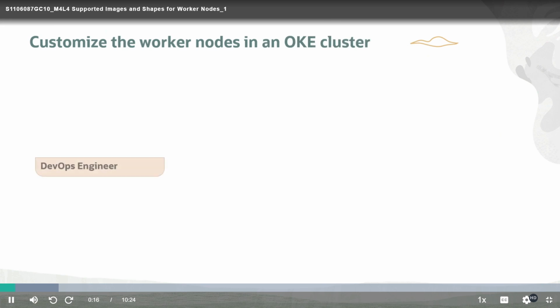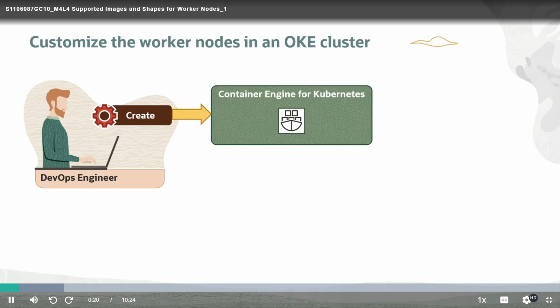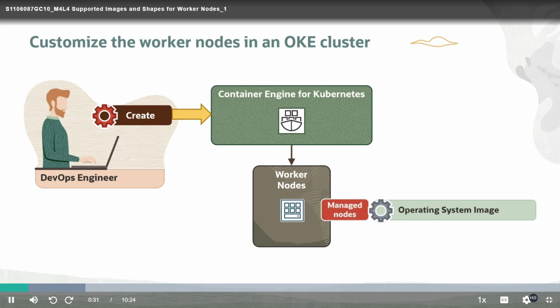When creating a cluster using Container Engine for Kubernetes, you have the flexibility to customize the worker nodes within the cluster. Now, this customization includes specifying two key elements. Firstly, you can select the operating system image to be used for worker nodes. This image serves as a template for the worker node's virtual hard drive and determines the operating system and other software installed.